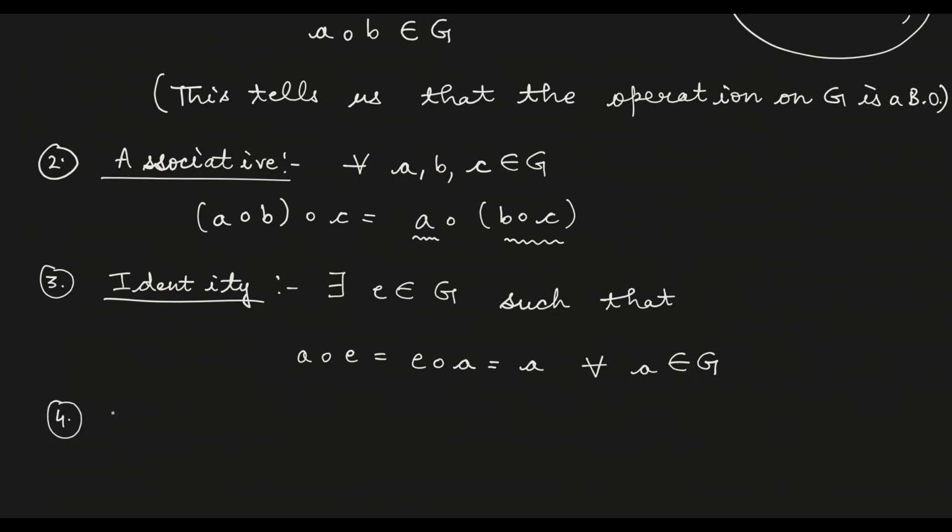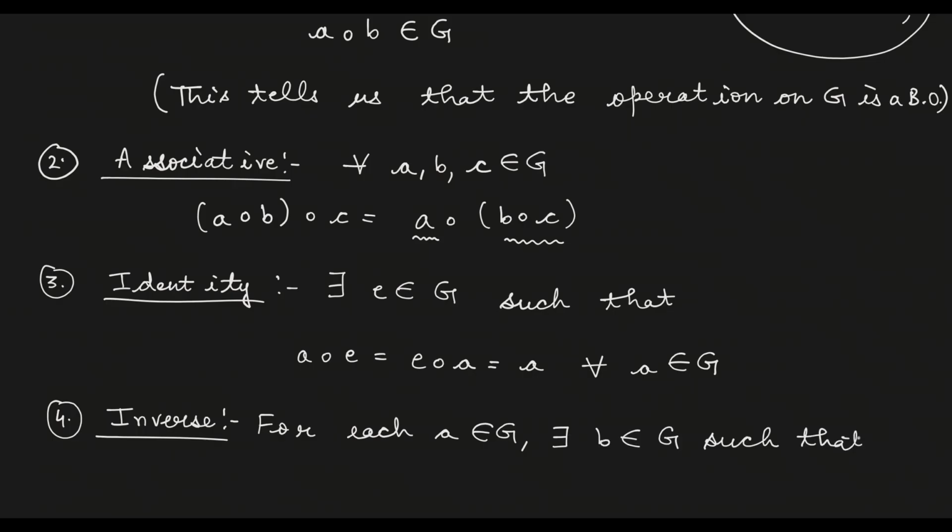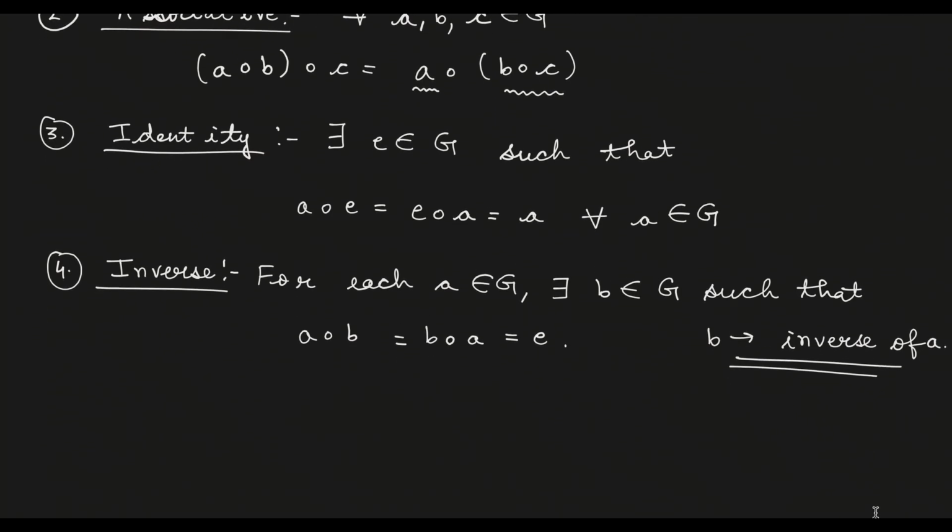Fourth, inverse. For each A belongs to G, there exists B belongs to G such that A composed with B is equals to B composed with A, and this is equal to identity. And here this B is the inverse of A. Now in a set, if any element does not have inverse, then that set will not be a group.